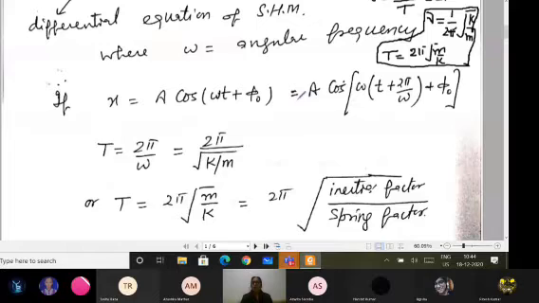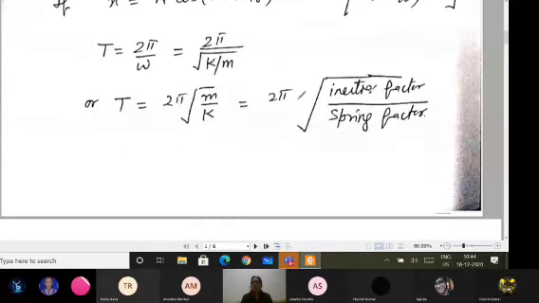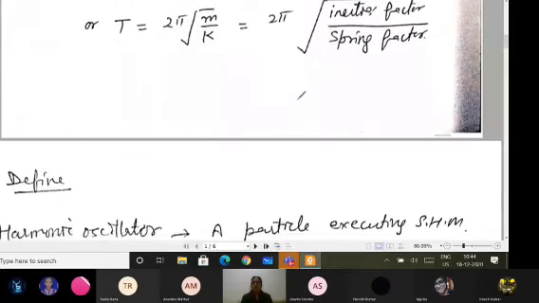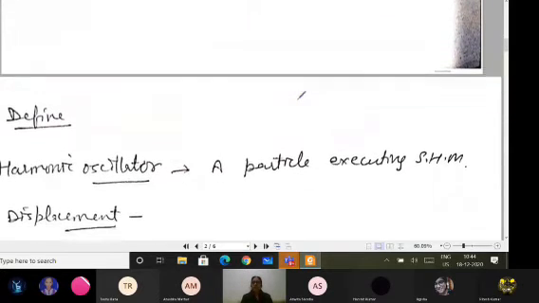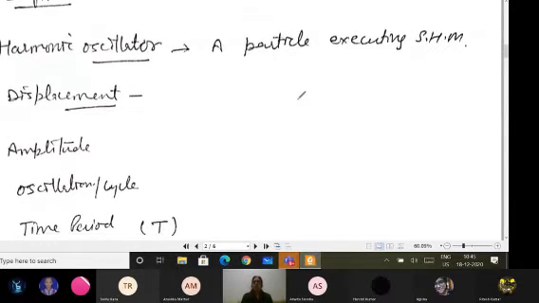If I want to write the displacement in terms of cos or sine terms, how is it possible for me? So for that, of course, a few definitions just to keep in mind, that is simply a revision with you: what is a harmonic oscillator? If a particle is executing simple harmonic motion, that particle we will be calling the harmonic oscillator.